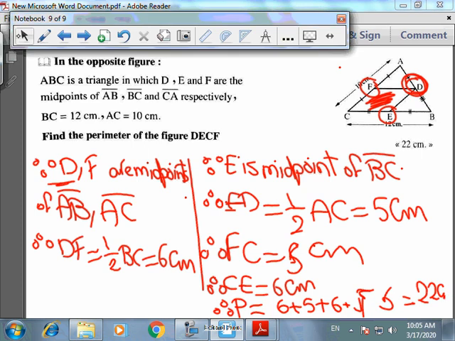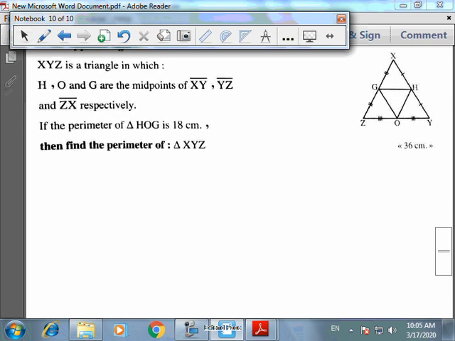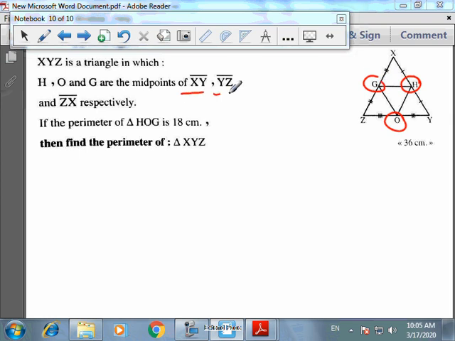Okay, so the last problem. Also try to solve it on your own before continuing this video. XYZ is a triangle in which H, O, and G are the midpoints of those 3 sides, XY, YZ, and ZX. If the perimeter of triangle HOG, the small triangle, is 18 centimeters, I would like to find the perimeter of the bigger triangle.